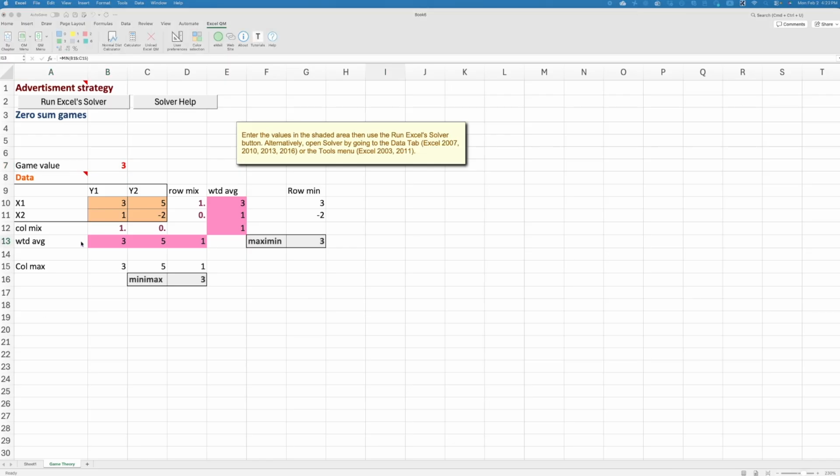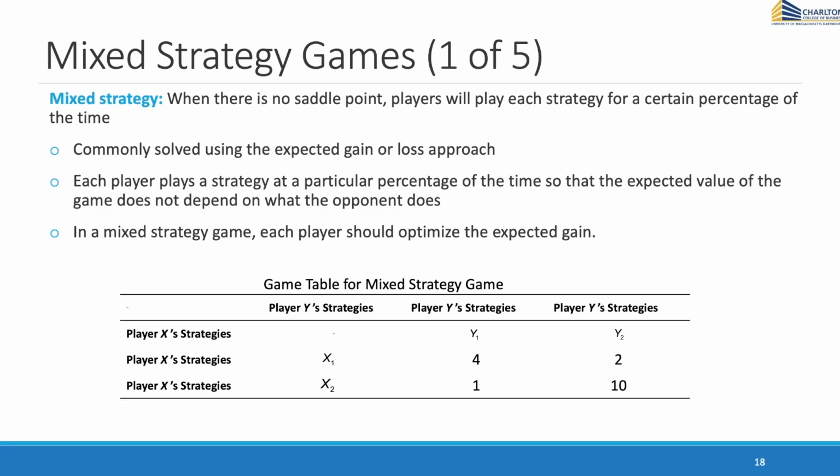So if you don't end up with the same maximin and minimax value and there is no saddle point, and therefore there is no pure strategy, we need to use the mixed strategy games. In the mixed strategy game, there is no saddle point. Players will play each strategy for a certain percentage of the time. So now we are talking about the probability or the percentage of the time that each player can choose each strategy.